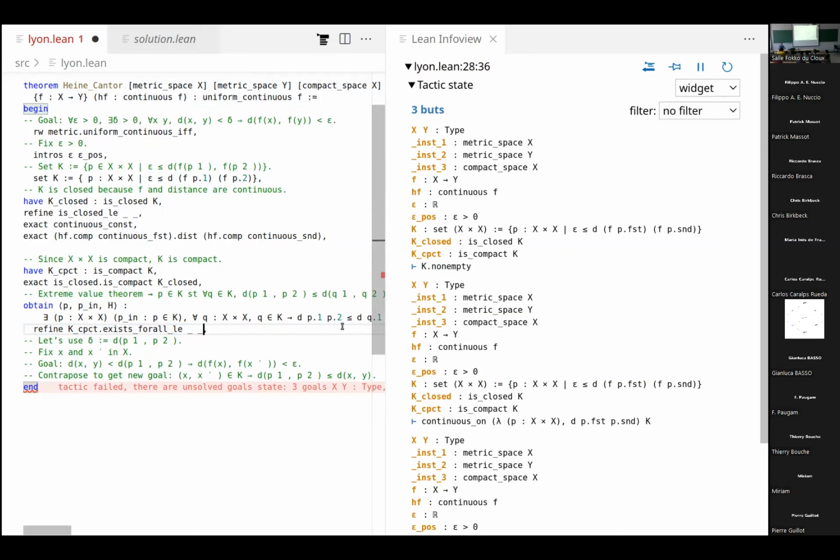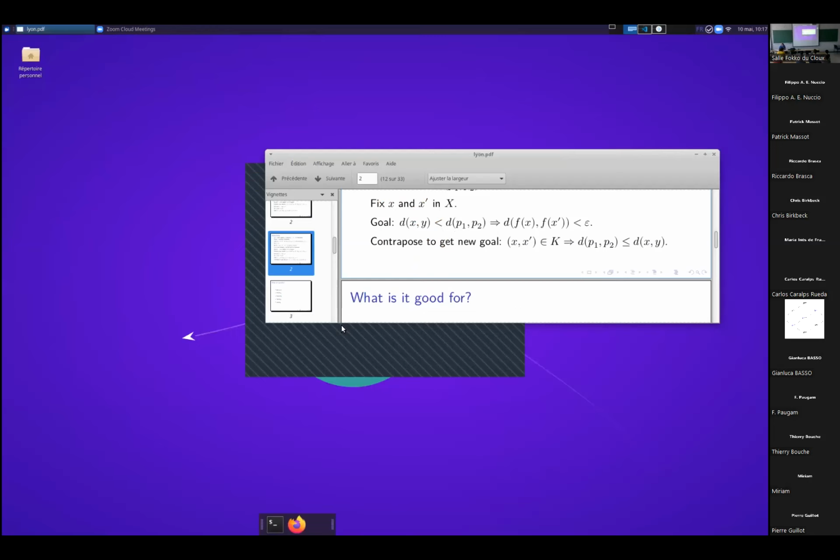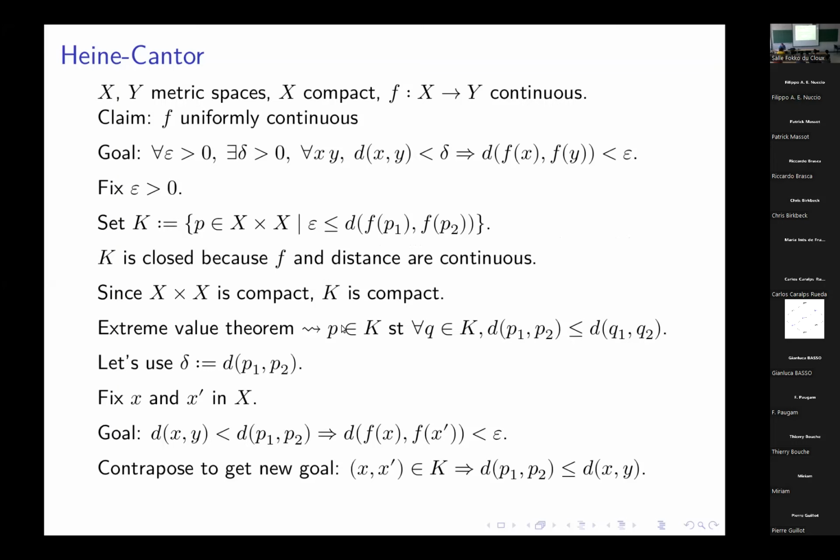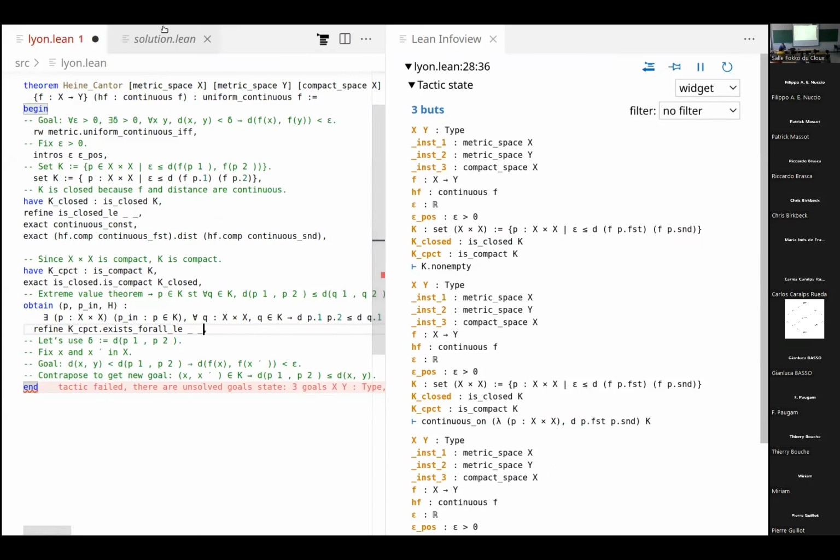So why is K non-empty? Let's go back to my proof. Oh, there is no mention of K being non-empty in this proof. So what happened? Why is it non-empty? Well, there's no reason it would be non-empty. I mean, for instance, if F is constant, then clearly K is empty. So this proof is a nice proof to prove uniform continuity of a continuous function, but it fails for constant functions, which is, okay, maybe a bit disappointing.